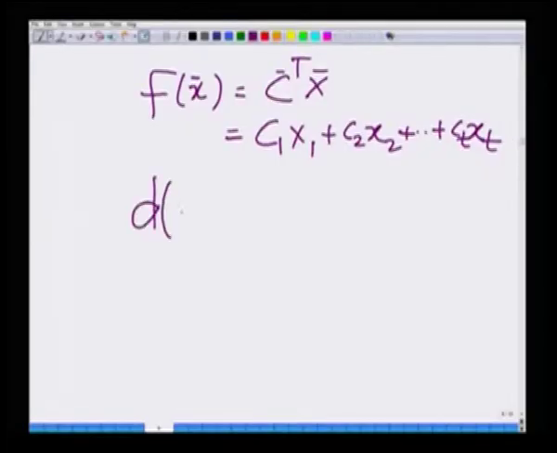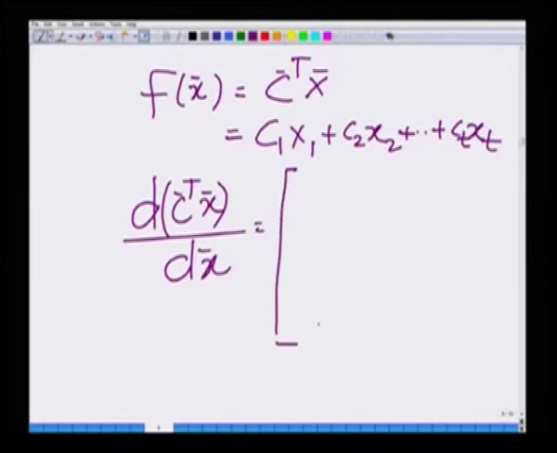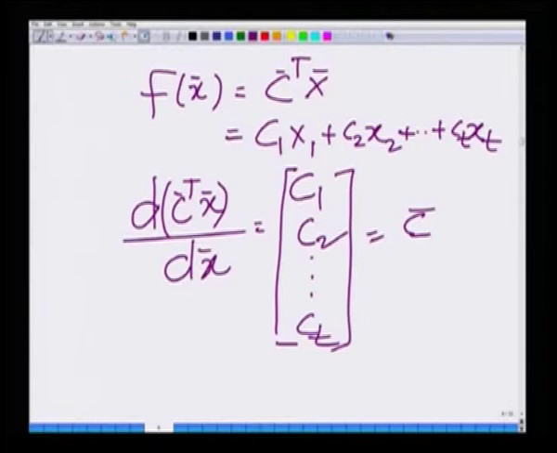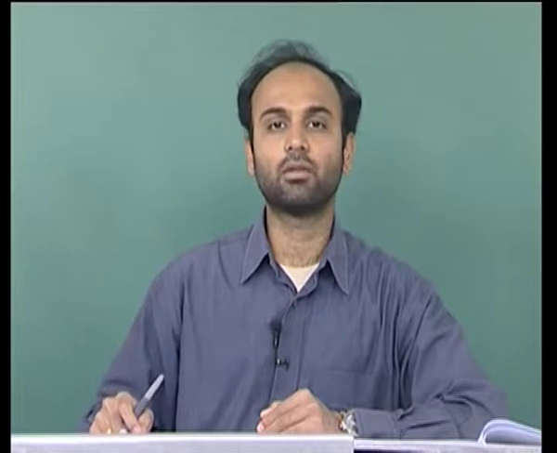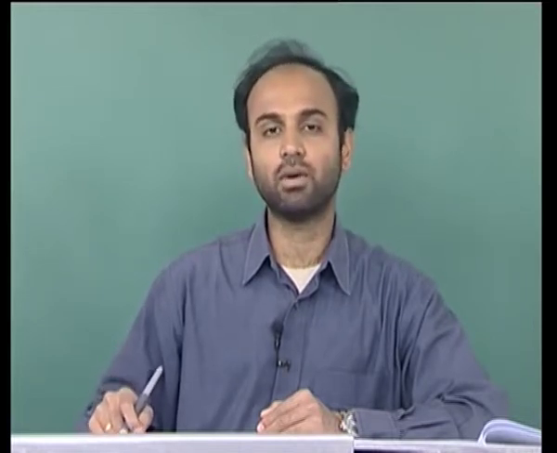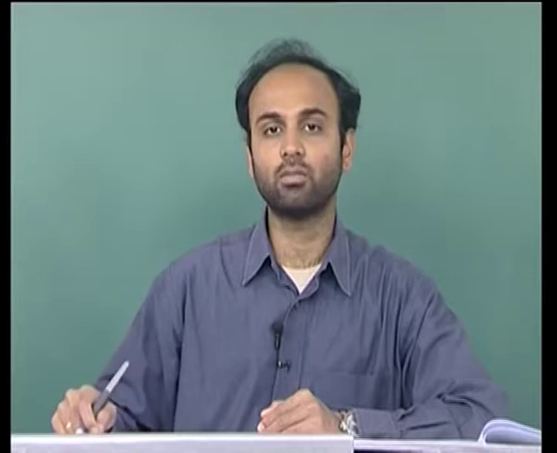Now, the derivative of C transpose x bar with respect to x bar, you can see from this expression, is nothing but the derivative of C1 x1 plus C2 x2 plus so on up to Ct xt with respect to x1, that is C1, with respect to x2, that is C2, with respect to xt, that is Ct. Hence, this is nothing but C bar. In fact, C bar transpose x is also equal to x bar transpose C. Hence, the derivative of both C bar transpose x bar and x bar transpose C bar with respect to x bar is C bar.